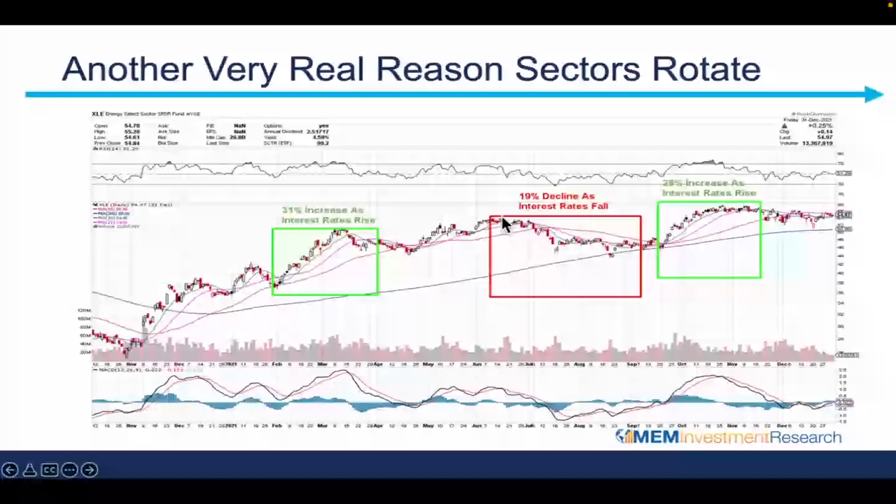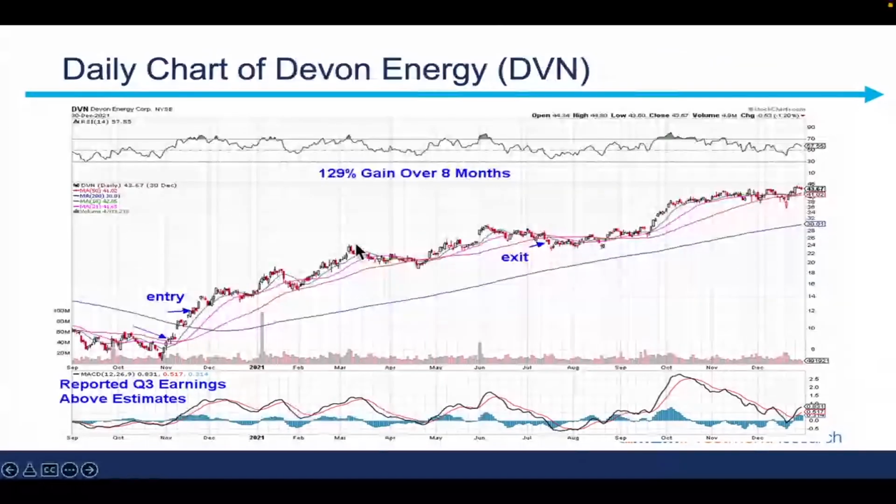But let's take a look at another stock that was a big winner with my MEM Edge report, and that is Devon Energy. In fact, this stock was one of the top 3 performers last year. We added Devon Energy to our suggested holdings list at the end of 2020, in November 2020, and we did hold on to it until this pullback here when the interest rate environment was impacting energy stocks.